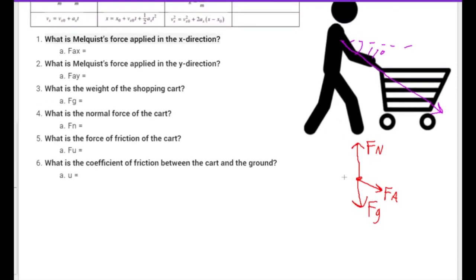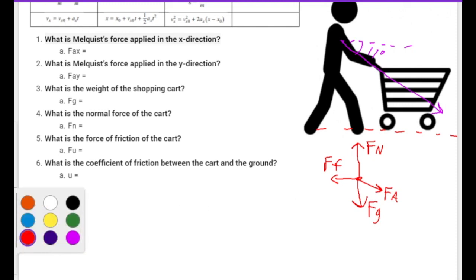It also has some friction, so I'm going to go ahead and draw friction pointed to the left, because if this is my ground right here, the cart's going to move to the right, so friction is going to point to the left. I'm going to separate my force applied into the x and then into the y as well. And now I can go ahead and start solving.